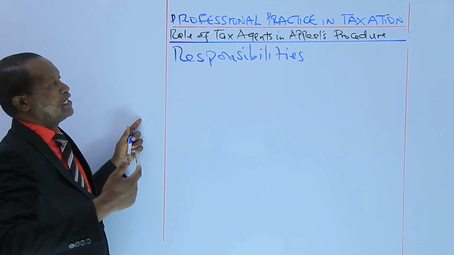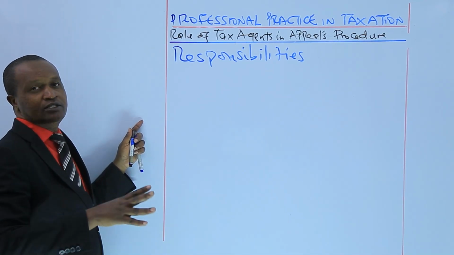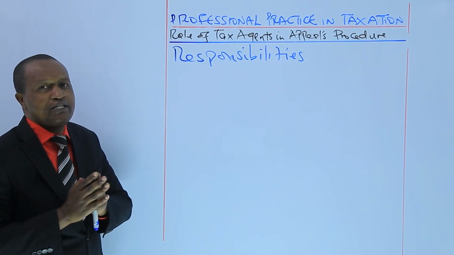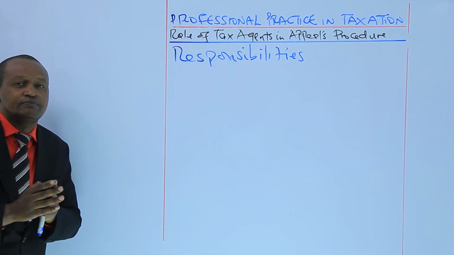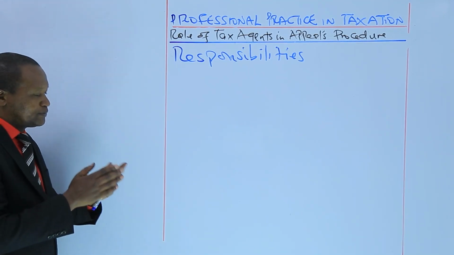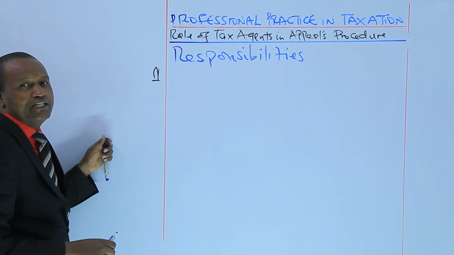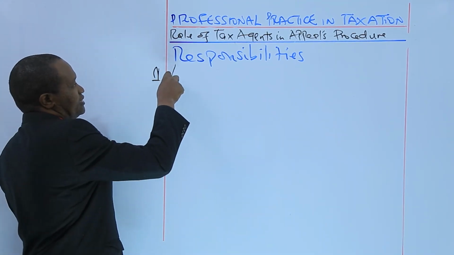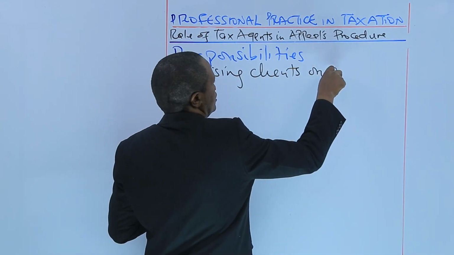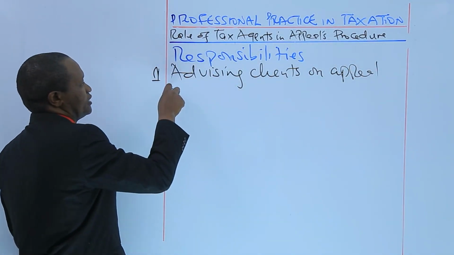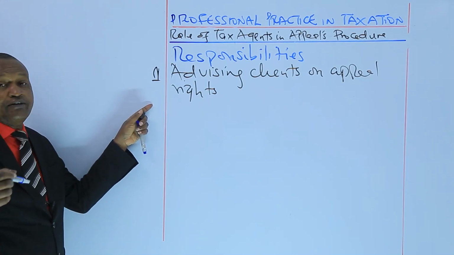So tax agents are tax professionals. These are agents who have a role to play in appeals procedure, that is tax appeals procedures in Kenya. So the first responsibility of a tax agency in appeals procedure is advising clients on appeal rights. That's a key responsibility, to advise clients on appeal rights.